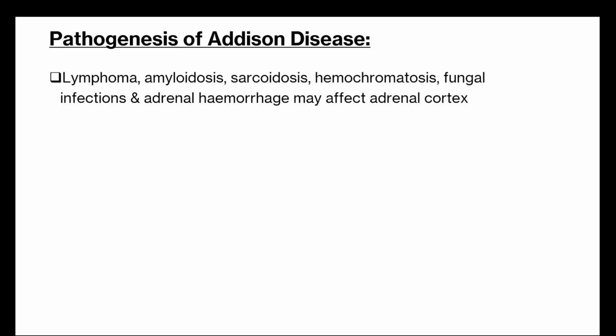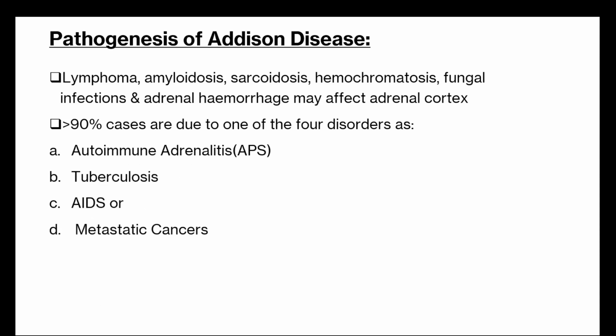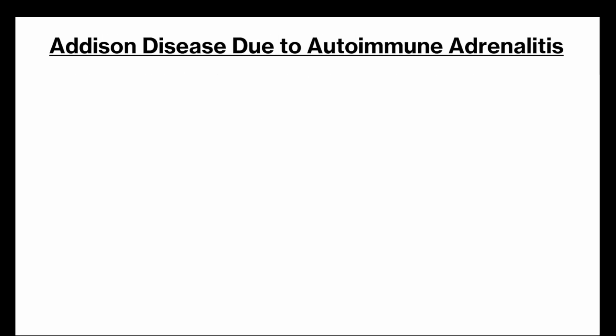So, the pathogenesis of Addison disease can be seen as we know that various organ disorders like lymphoma, amyloidosis, sarcoidosis, and many others like adrenal hemorrhage, all these affect the adrenal cortex. This may also result in primary chronic adrenocortical insufficiency, and more than 90% of cases are due to one of four disorders, which are autoimmune adrenalitis or autoimmune polyendocrinopathy syndrome, tuberculosis, AIDS, or metastatic cancers.